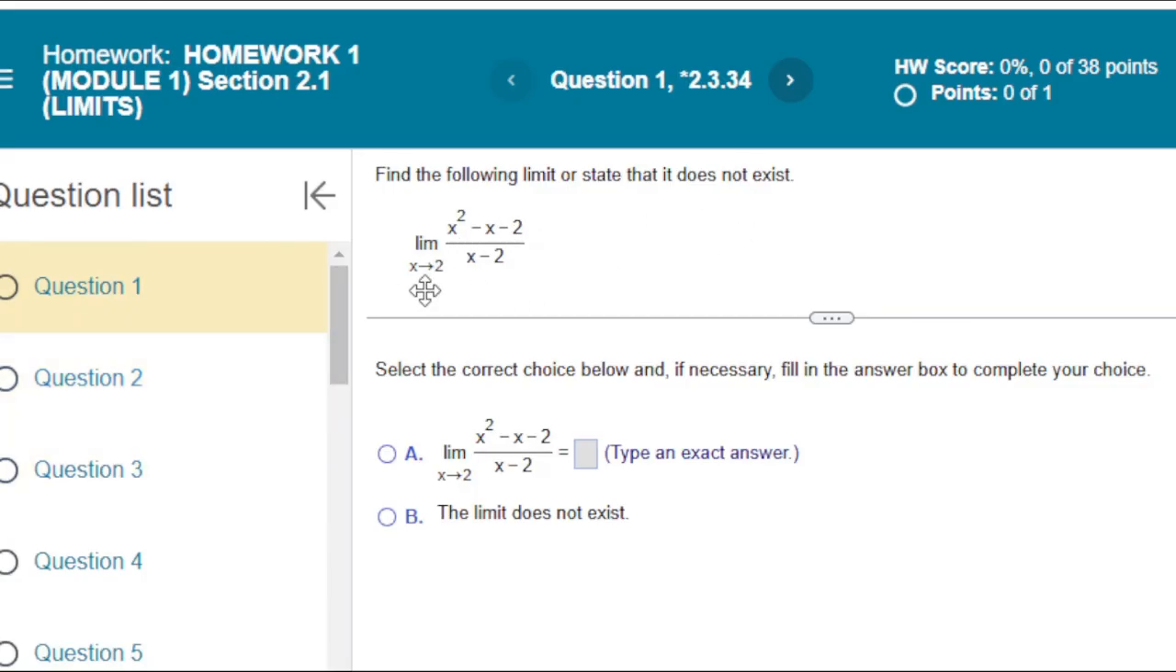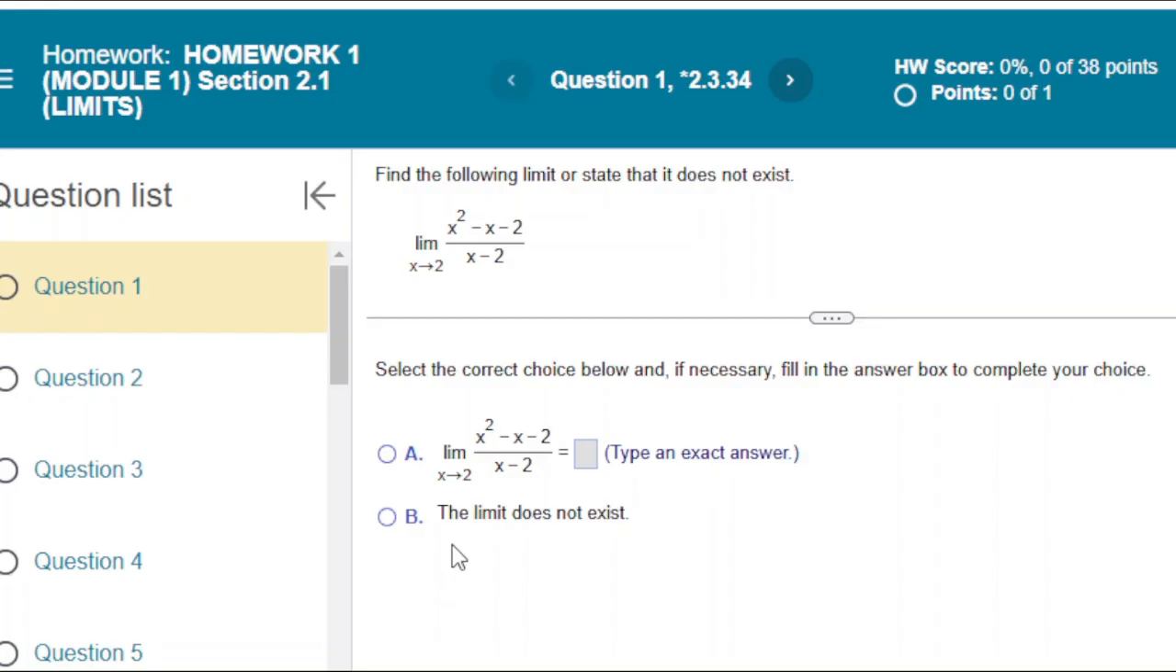So we have the limit as x approaches 2 of x squared minus x minus 2 over x minus 2. Now this is just a rational function, right? A polynomial divided by a polynomial. So we can just plug in the number as long as we're not getting 0 in the denominator, but we are getting 0 down here. So notice when we plug in 2 here, we get 0. If we plug in 2 in the numerator, we also get 0, right? 4 minus 2 minus 2. So we end up getting 0 over 0.